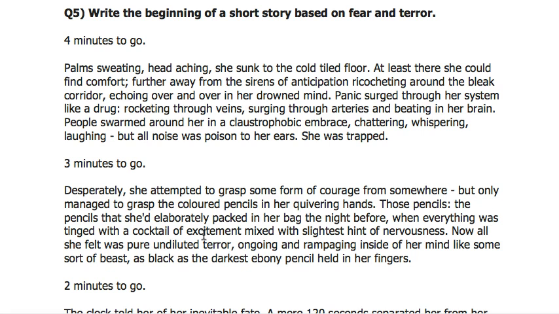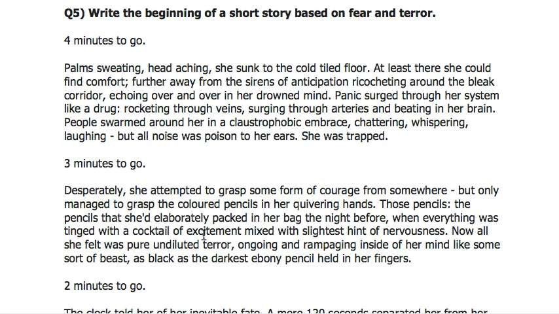So try to mix up your paragraph lengths. Now, clearly the student has done that because they've got lots of single sentence paragraphs, and that's interesting. But apart from that, everything is about the same. So mixing up paragraph lengths is really important, and it's one of the things that an examiner will notice right away. So this was right at the beginning of a short story based on fear and terror.